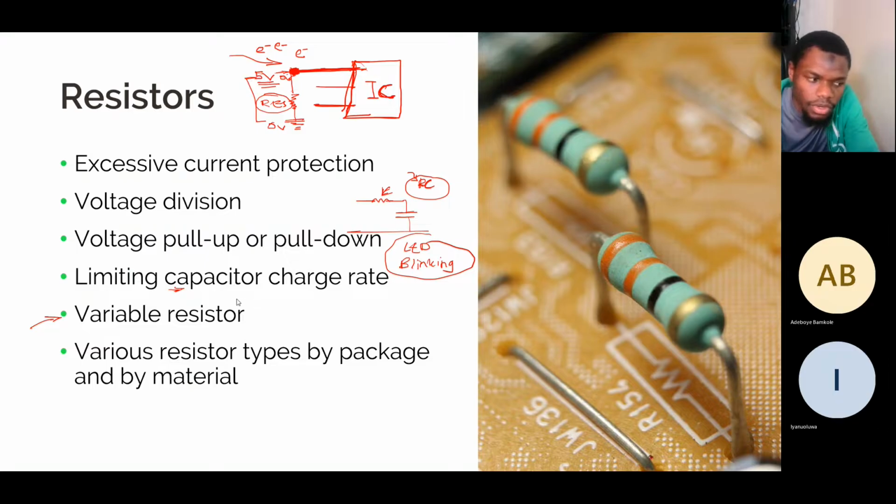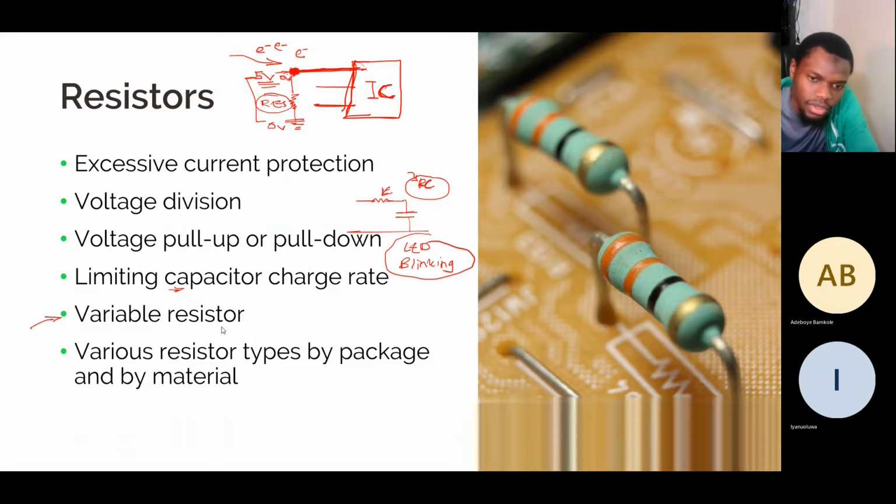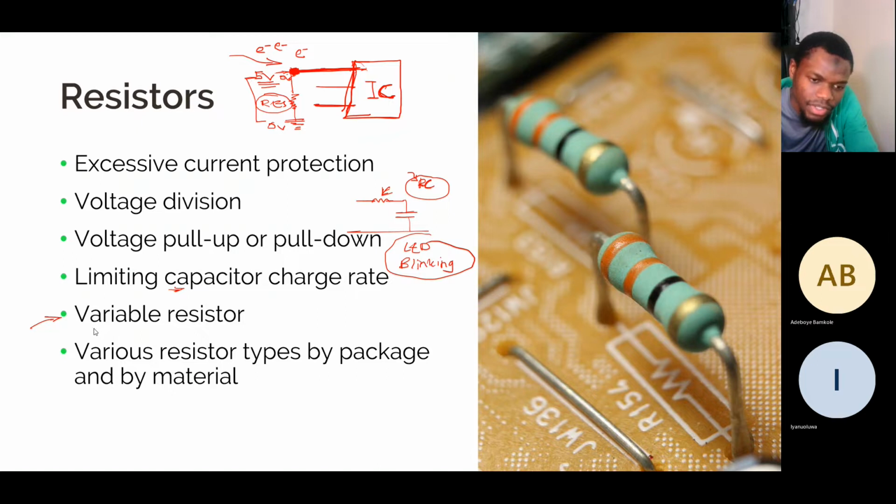Anyways, variable resistors are resistors whose resistance you can vary. For example, the volume knobs of your speakers at home or your televisions, maybe all those old televisions, they have volume knobs. Behind the scenes, some of those have a variable resistor. As you vary the resistance of the volume knob, you are increasing or reducing the voltage. That could be an application.